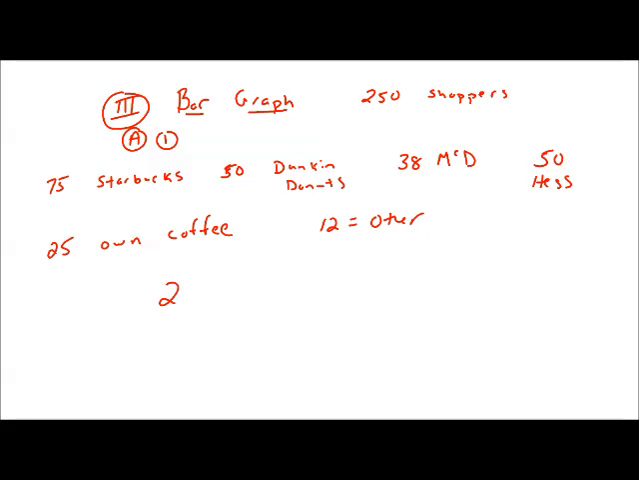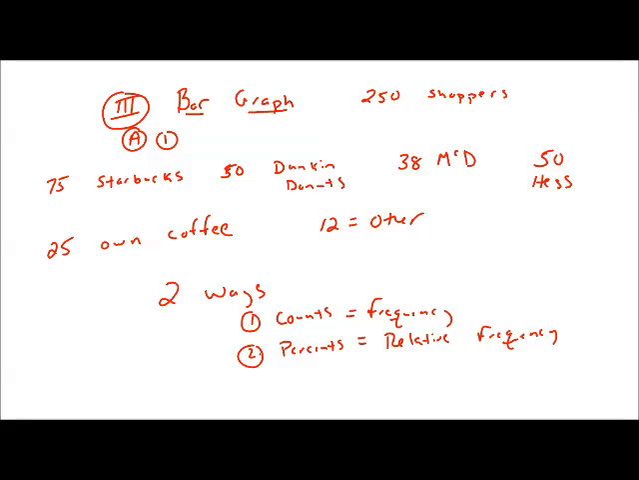Now there are two ways you can do this. You can use counts, and counts would be perfectly fine here because you're not comparing two different groups within these categories. You're not comparing like male versus female or something like that, and we call that frequency. Or you could use percents, which is relative frequency. And again, what they give you here is perfectly fine to use frequency. I'm going to show you when it's good to use relative frequency. So, let's go ahead and make a bar graph.